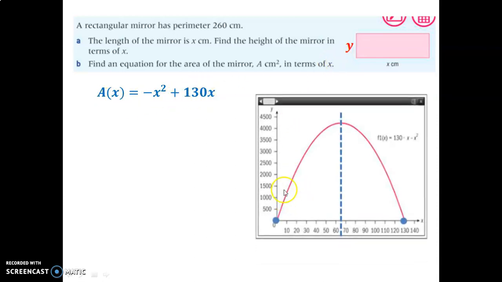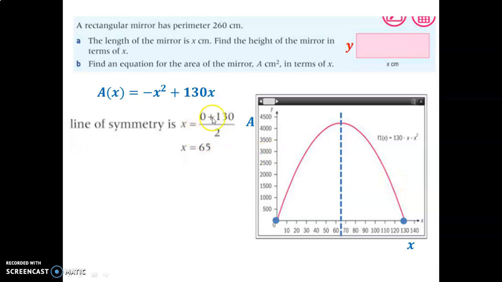Using that area formula we were able to graph it. As you can see, x represents, again, the length of the mirror. So as the length of the mirror increases, we can see y here, which on the y-axis is the area. We can see the area increasing, reaching a maximum, and then decreasing. So area begins at 0, ends at 0, and it can take on any values in between.